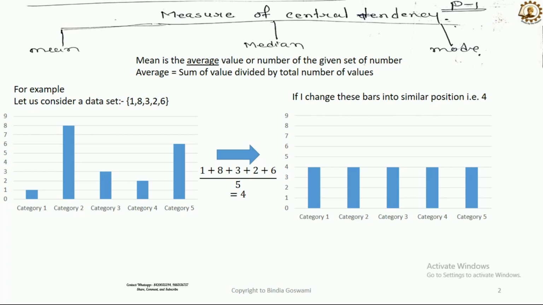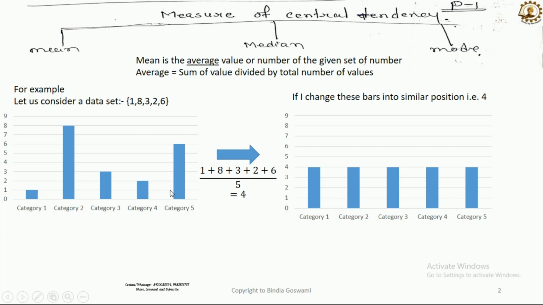Let us consider a data set 8, 3, 2, 6, which is plotted over here. Category 1, 2, 3, 4 and 5. This is the category, this is 1, and this plot is 8, this plot is 3, this plot is 4 and this plot is 6.